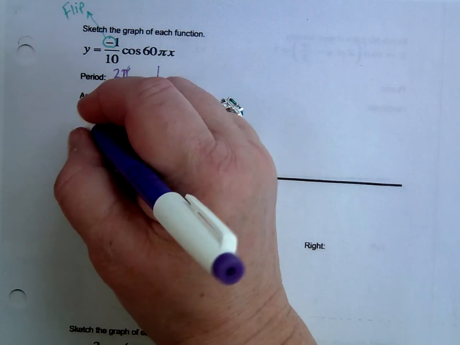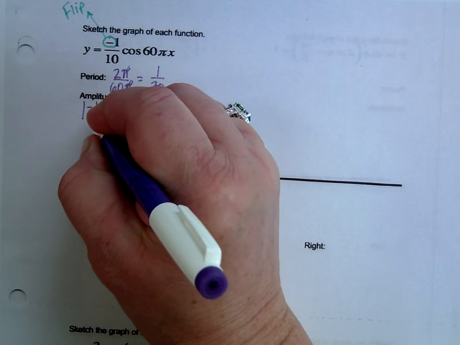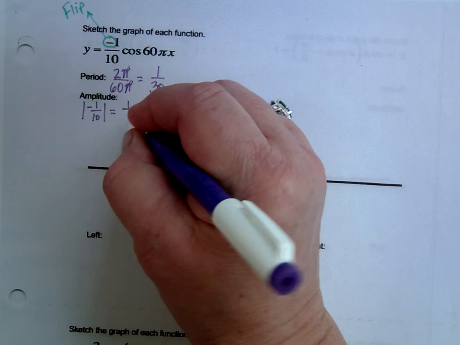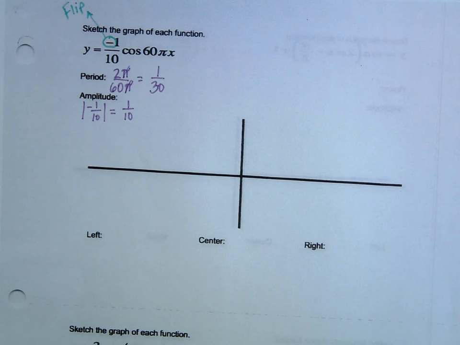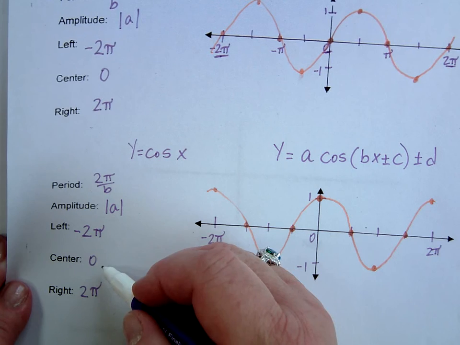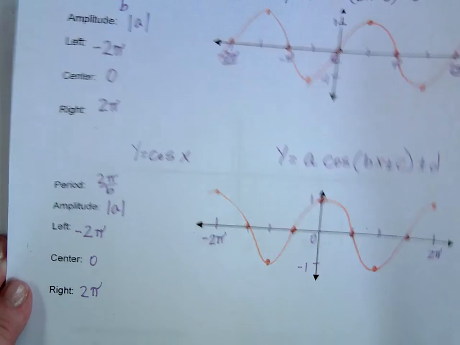The amplitude is the absolute value of A. A is 1/10, which is negative 1/10 actually. Absolute value of that is a positive 1/10. So now I have the period and the amplitude, and let's go for the left, center, right. According to my reference sheet for cosine, the left gets set equal to negative 2 pi, the center to 0, the right to 2 pi, and that's what I'm going to do.